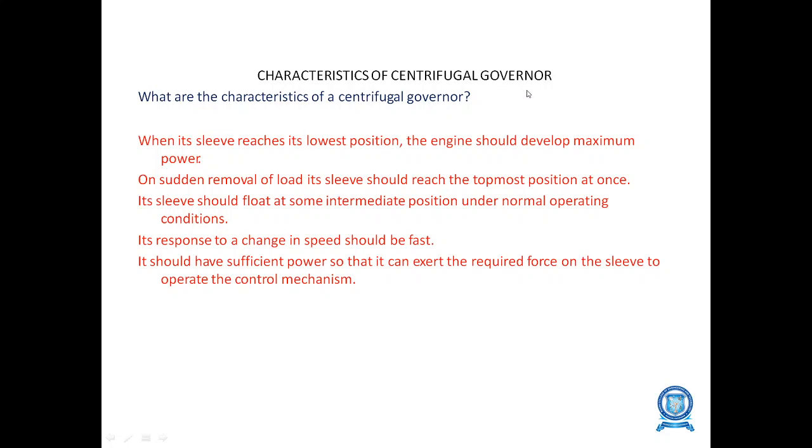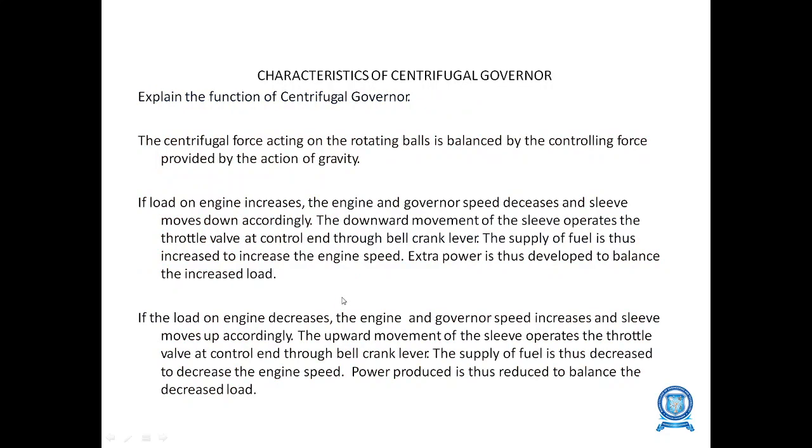So characteristics of centrifugal governor. When the sleeve reaches its lowest position, the engine should develop maximum power. On sudden removal of the load, the sleeve should not reach the top position at once. The sleeve should float at some intermediate position under normal operating condition, the response to change in speed should be fast. It should have sufficient power so that it can exert the required force on the sleeve to operate the control mechanism. So these are some of the characteristics of centrifugal governor.